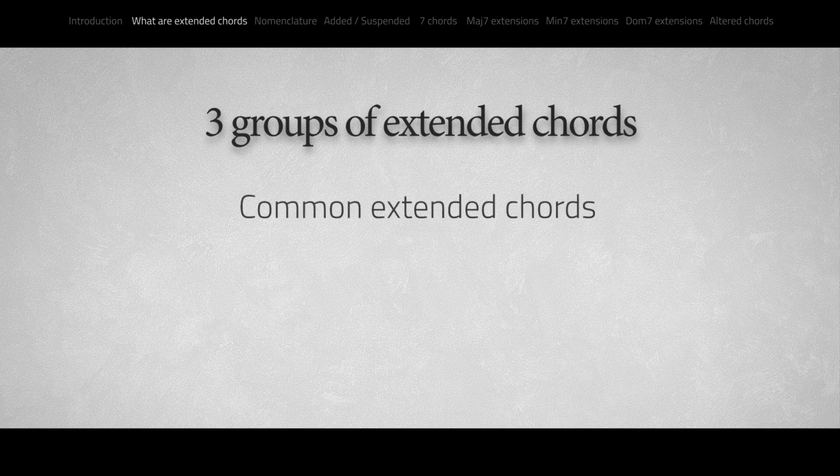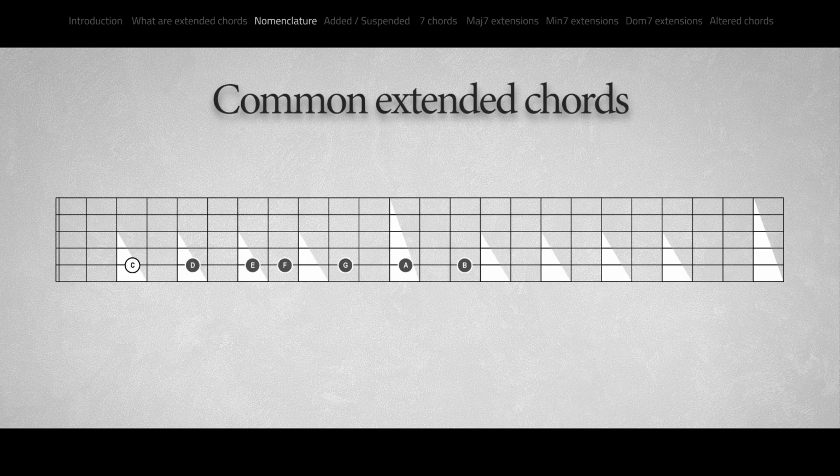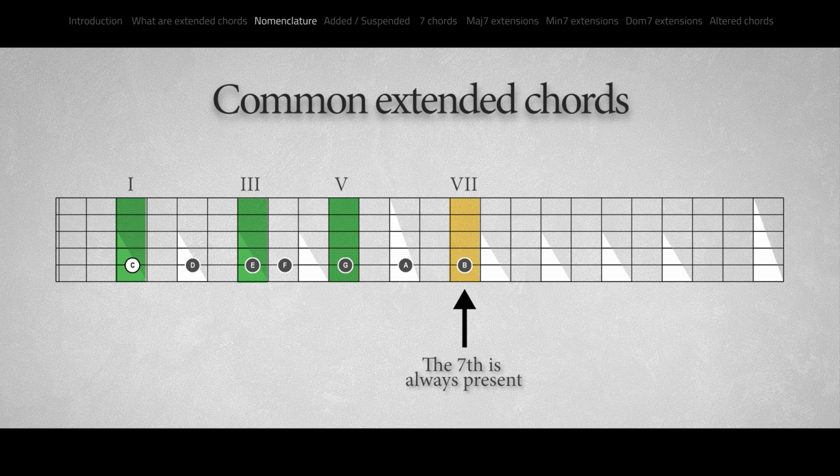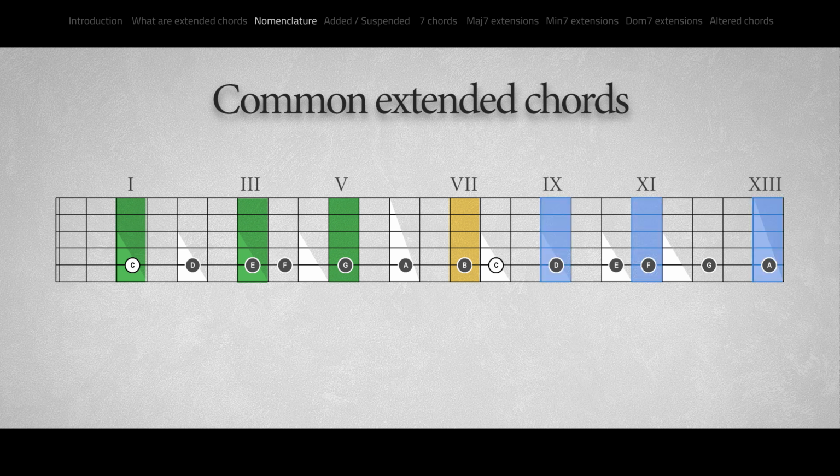Now basically we have 3 groups of extended chords: the common extended chords, the added chords and the suspended chords. The common extended chords are chords where the 7th is always present. They are created by stacking thirds on top of the 7th. And this could be a 9th, an 11th, 13th, or a combination of these 3 notes.